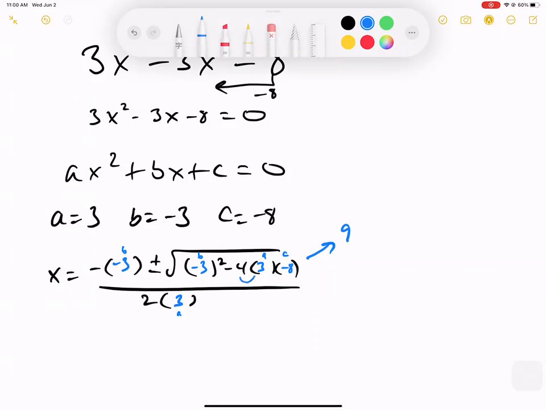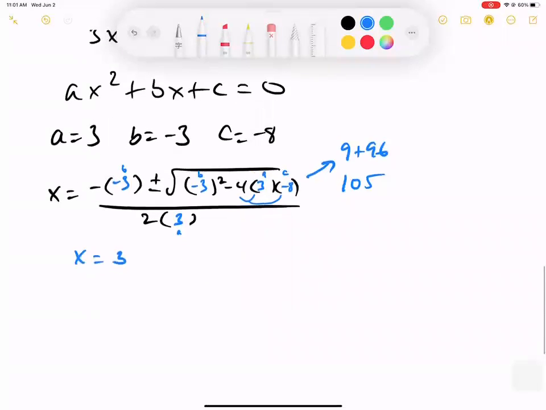4 times 3 is 12, and 12 times 8 is 96. So plus 96, this adds up to be 105. I don't know the square root of 105, so let's go ahead and figure that out.